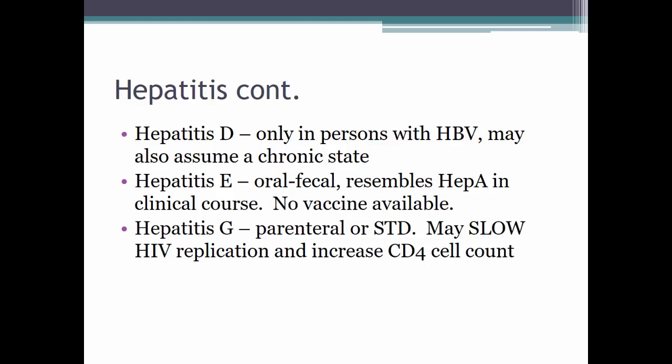D is seen only in persons with hepatitis B. Hepatitis E has the same way of transmission as hepatitis A, which is fecal-oral. There's no vaccination available. Hepatitis G is transmitted parenterally or as an STD, and may also slow HIV replication and increase the CD4 count.